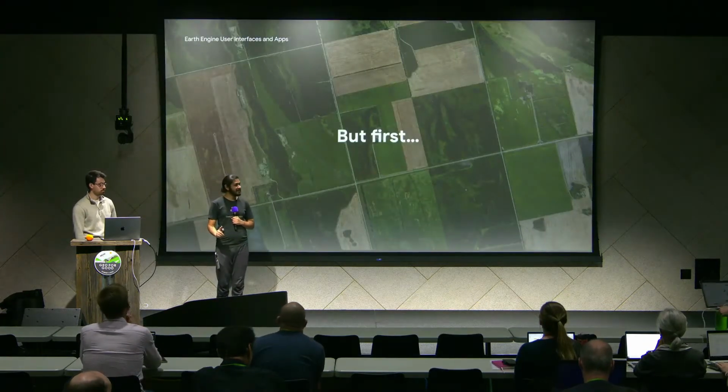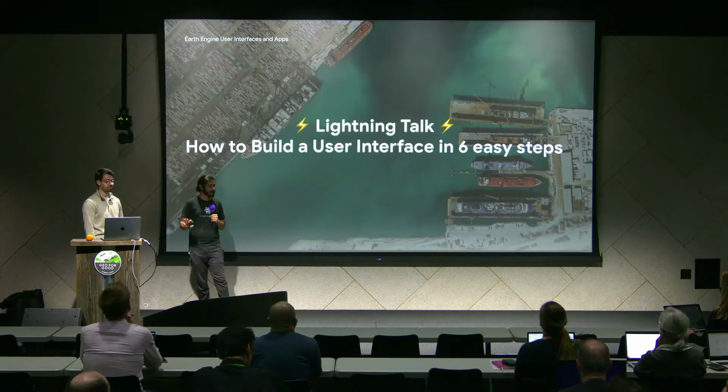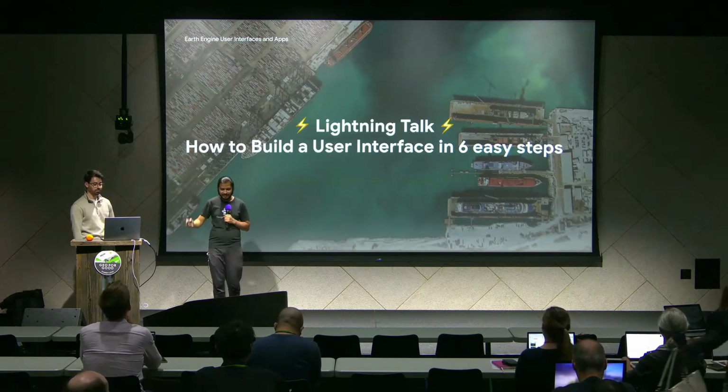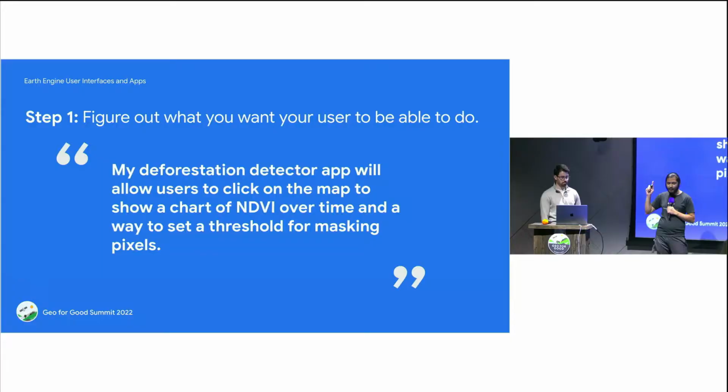But first, let's do the lightning talk version of this: how to build a user interface in 6 easy steps. Step 1. Figure out what you want your users to be able to do. For example, my deforestation detector app will allow users to click on the map and then show a chart, and maybe a slider to mask out some values. So just think about it in words. What do you want your user to do with your app?